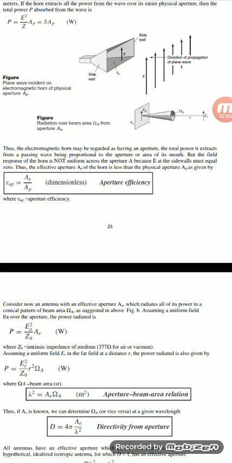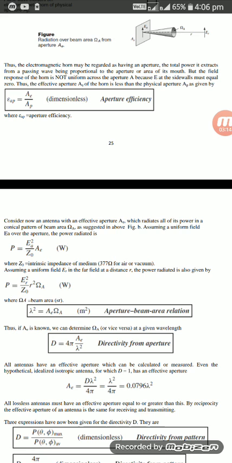Okay, the dimensions value. Z naught is the intrinsic impedance of the medium, that means 377 ohms for air or vacuum. So P is equal to ER square by Z naught, R square EA. Okay, that is the radiation, that means distance of uniform field, that means omega A equal to the beam area. Next, aperture beam area relation means lambda square equals AE into omega A. Okay, D means directivity, 4 pi AE by lambda square.